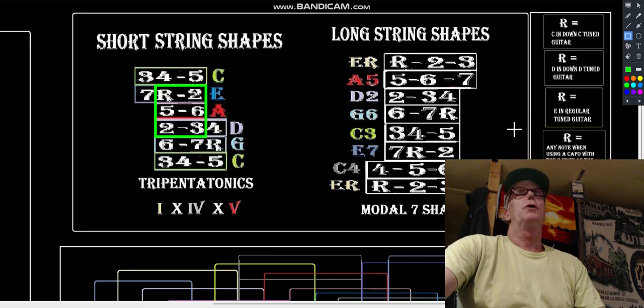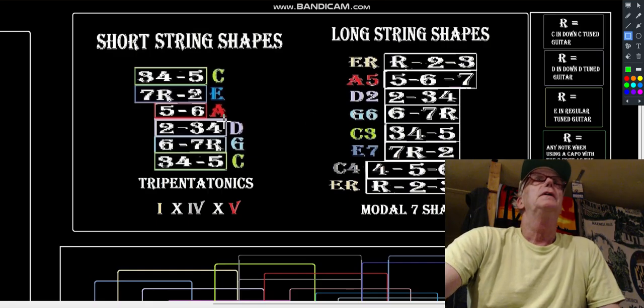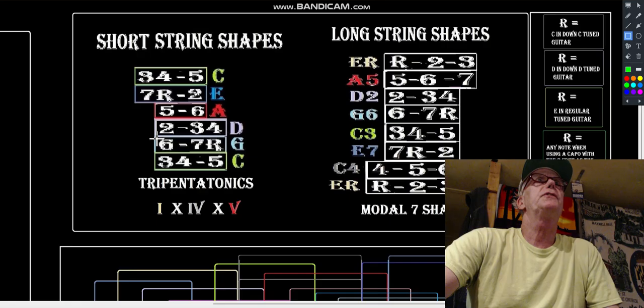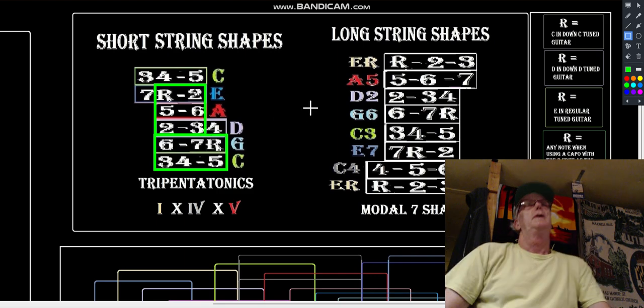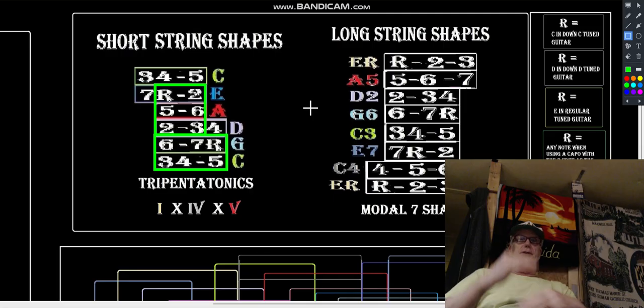Stack of 3 short, and then we have 3, 5, 6, root, stack of 2 long. So that's how we go ahead. I didn't actually have to do that, but I thought I did. I'm tired. That's how we build these pentatonic scales.